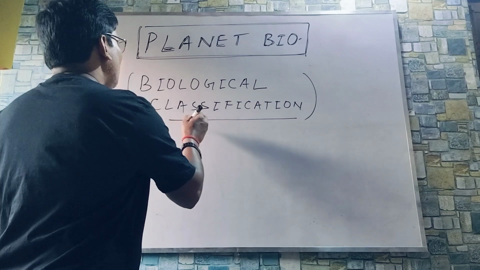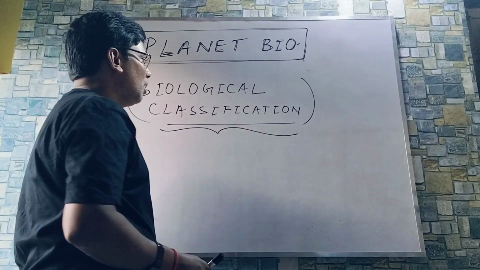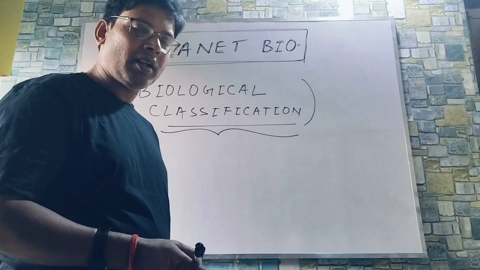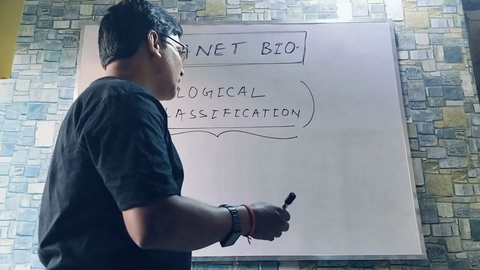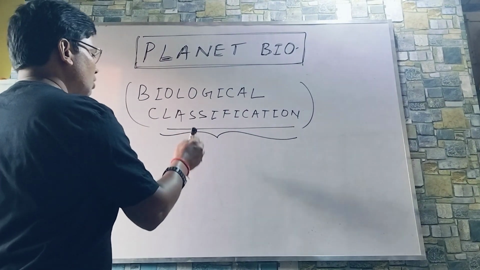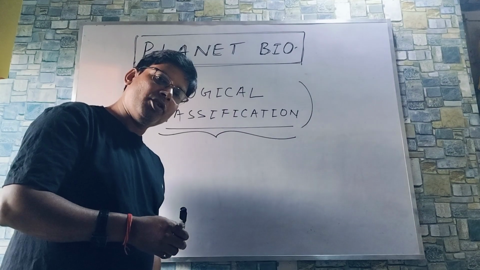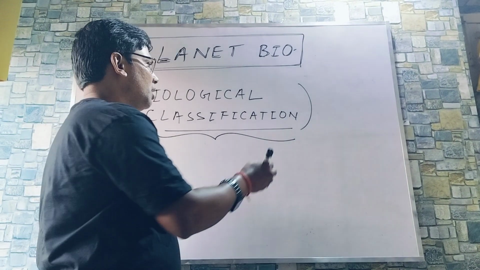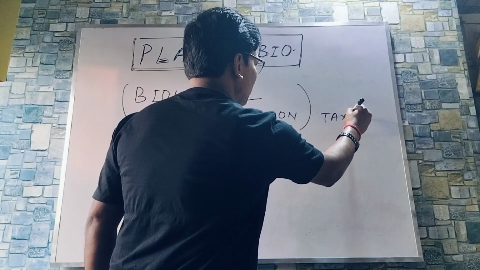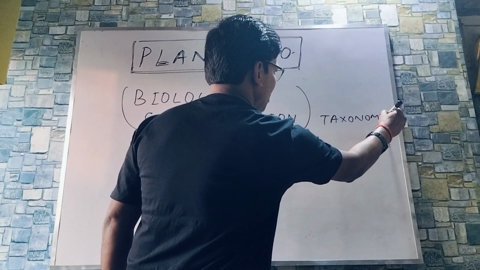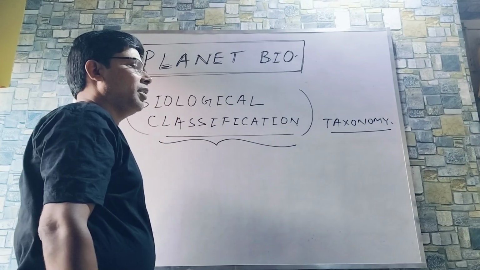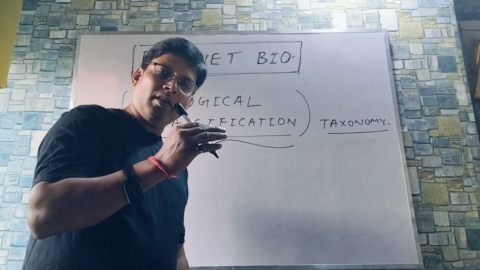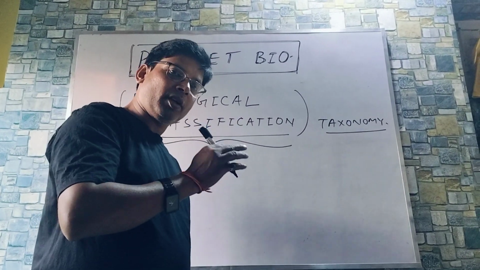Now, you must note down that the study of classification of living organisms is done under a particular branch of science, and that is called taxonomy. Taxonomy means the study of nomenclature and classification of living organisms. The study of naming and grouping of living organisms.